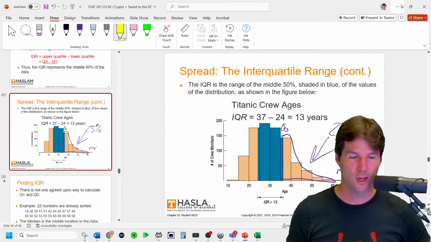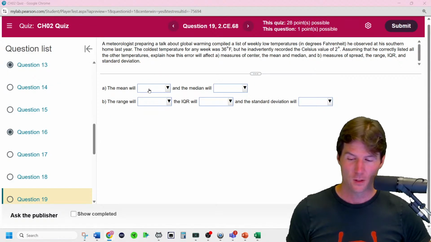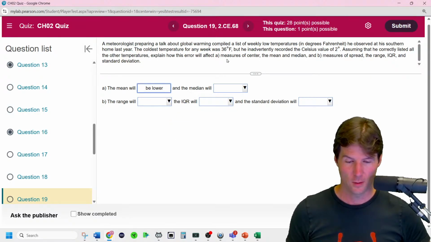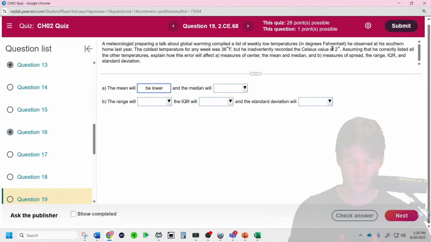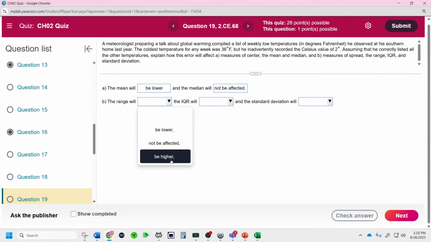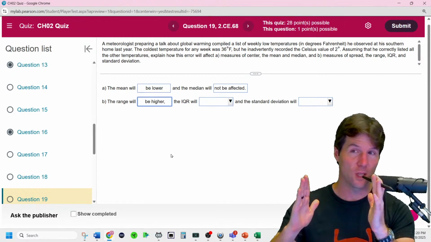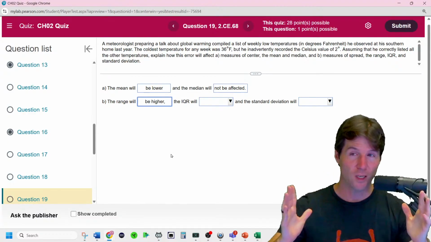So outliers do not impact median and IQR. The mean will be lower because he recorded it too low. Outliers pull the mean in their direction. The median will not be affected. The range, which is the min and the max, will be higher because it was the lowest temperature and he then recorded an even lower one. So that's going to push the range out.